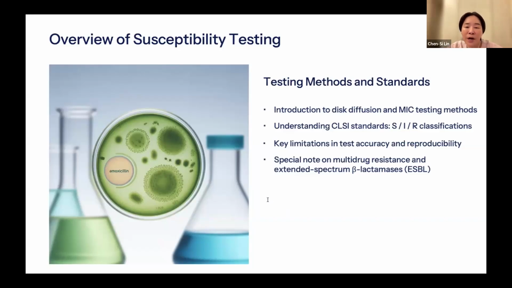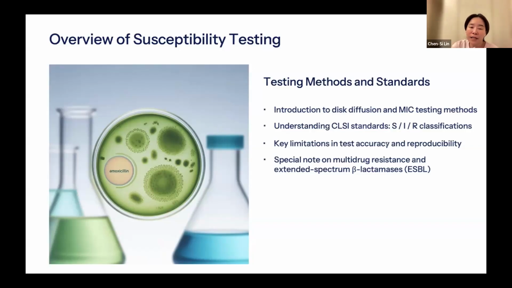The two main laboratory methods are disk diffusion and MIC testing. Disk diffusion is simple and widely used. Antibiotic discs are placed on an agar plate, such as this, seeded with bacteria. These agar plates already have the specific bacteria that we cultured, and they grow on the agar. Then we put different kinds of antibiotic discs and measure the zone of inhibition. So this is disk diffusion.